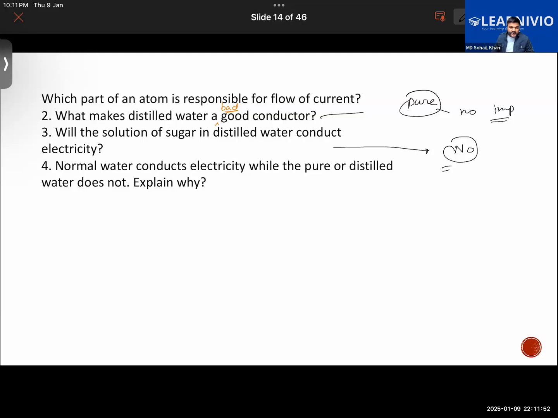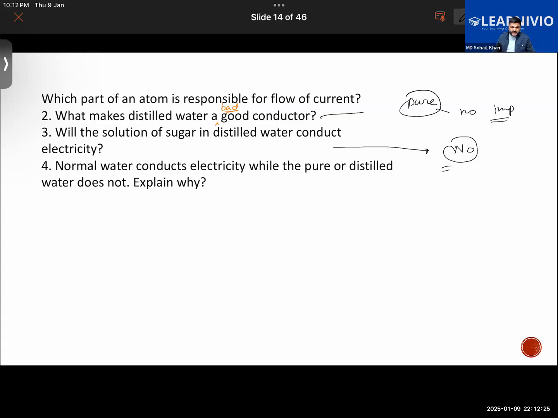Fourth one is normal water conducts electricity. Yeah, good, Harim, correct. Spelling is correct, incorrect for the impurity. So normal water conducts electricity while the pure or distilled water does not. Why? Normal water has impurities that allow it to conduct electricity, while pure or distilled water doesn't have impurities, so it can't conduct electricity. Good, very good, right?